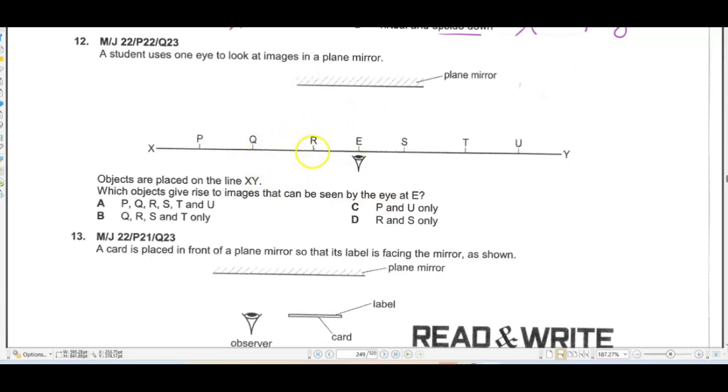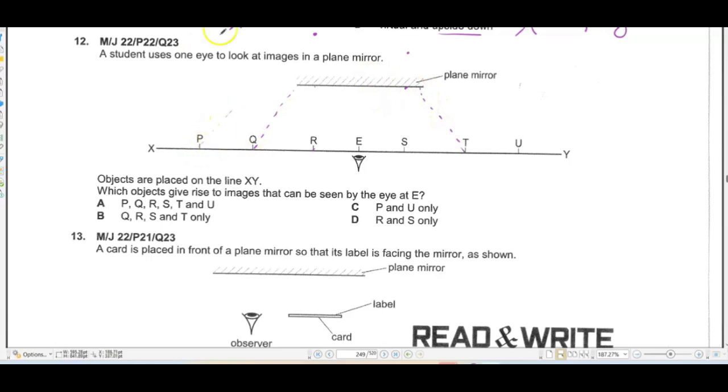So, you know that this R is just in front of the mirror, so an image is going to be formed. Okay? S is also in front of the mirror, so this is going to be formed. Since the student is using his one eye, if you see, Q gets over here as well. And if you see the T, it gets onto the plane mirror as well.